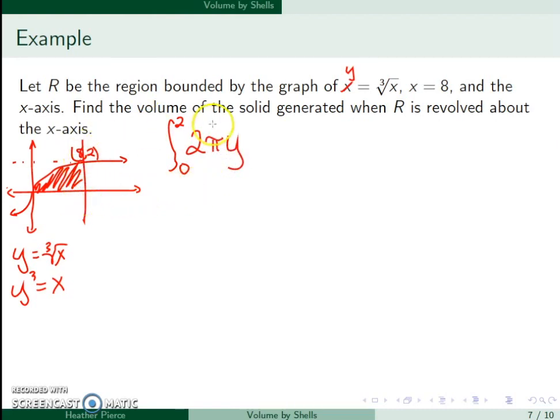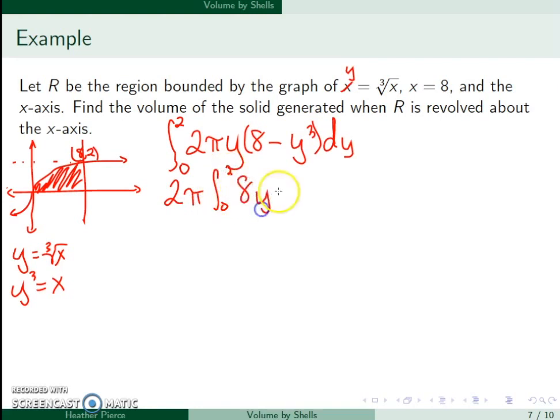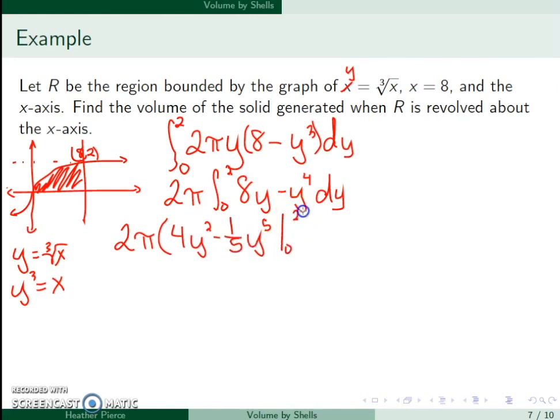So I have 2 pi y, and in this case I consider a right and a left function. My right function will be 8. My left function is y cubed dy. So this is 2 pi times the integral from 0 to 2 of 8y minus y to the 4th dy. So I have 2 pi times 4y squared minus 1/5 y to the 5th, going between 0 and 2.